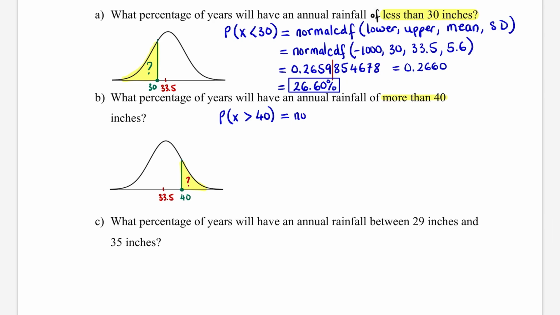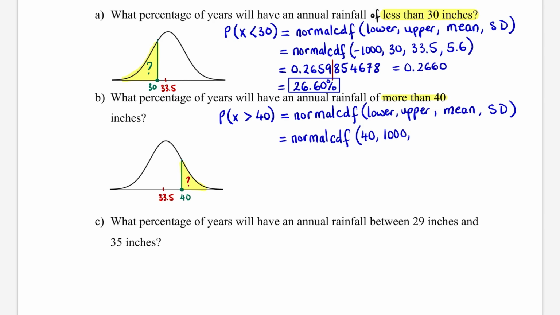I'm using normal CDF of lower bound, upper bound, mean, and standard deviation. To find the lower and the upper bound, I look at my shaded region here. The left boundary is my lower bound, which is 40. The right boundary, in this case, I don't have because it keeps going to the right. So I just choose a very large number compared to the data values. So in this case, I can choose 1,000.